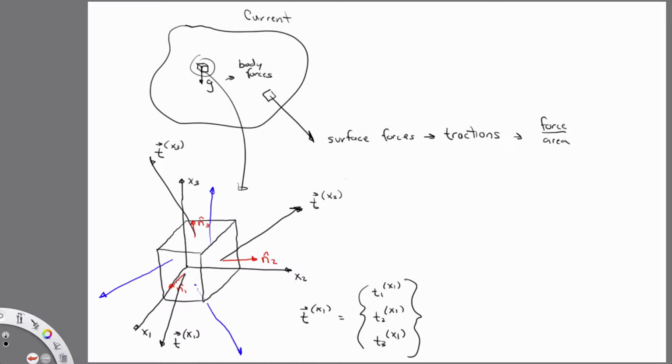And we defined this cube. Each of the faces of the cube has a normal vector and a traction acting on that normal vector, and we defined each of those. So the traction in the x1 direction is the traction defined by the normal vector on the face, the normal vector n1. The black ones are tractions in the positive directions, but the blue ones are tractions equal and opposite on the negative faces, since the cube is in equilibrium.